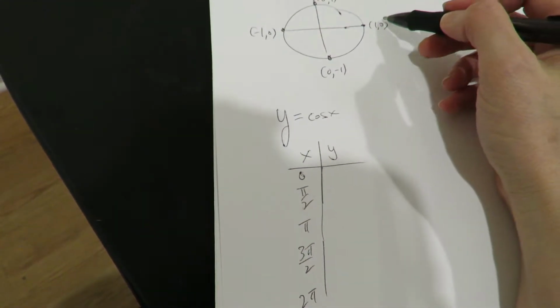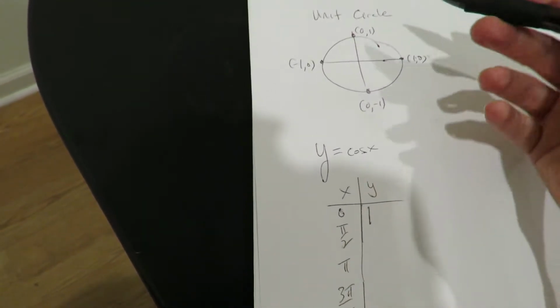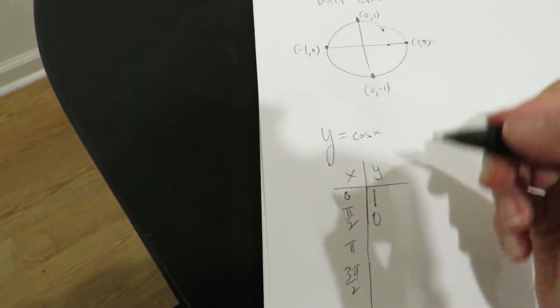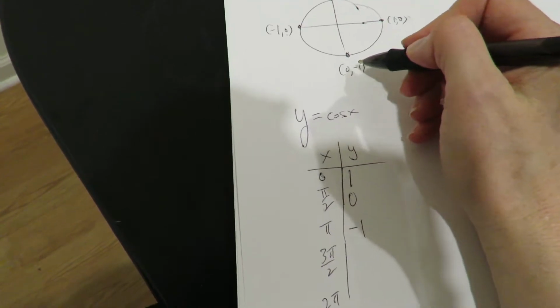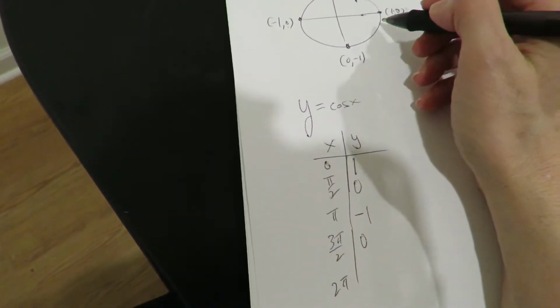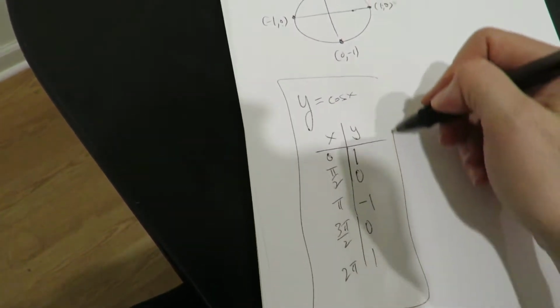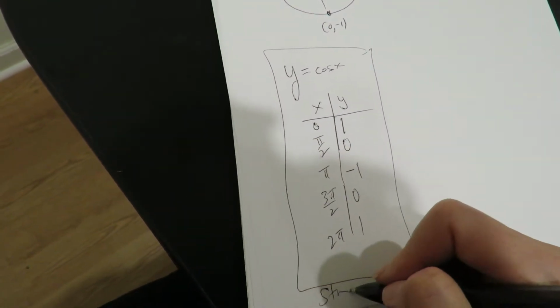So the cosine at 0 is 1. The cosine at pi over 2 is 0. The cosine at pi is -1. The cosine at 3 pi over 2 is 0. The cosine at 2 pi is back at 1. So this is what I'm going to call the standard table for cosine.